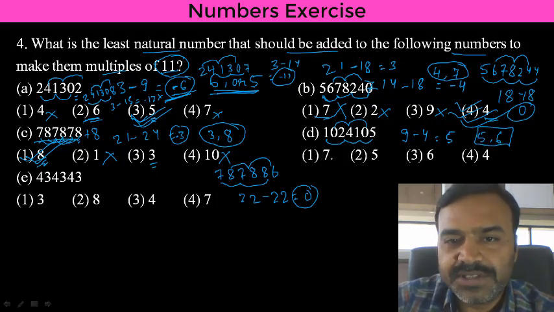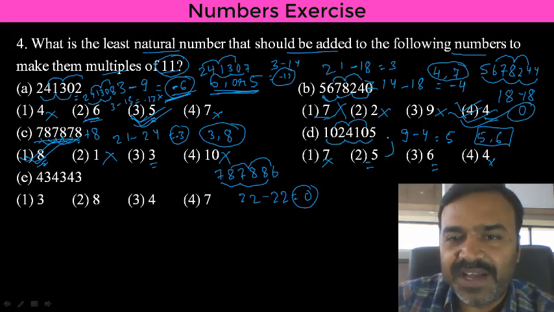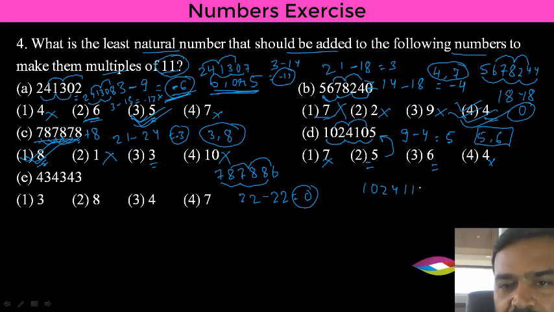So look at the options. 7 is wrong, 4 is wrong. It will be either 5 or 6. Let's add 5 to this. If you add 5 to this, you will get 1024110.